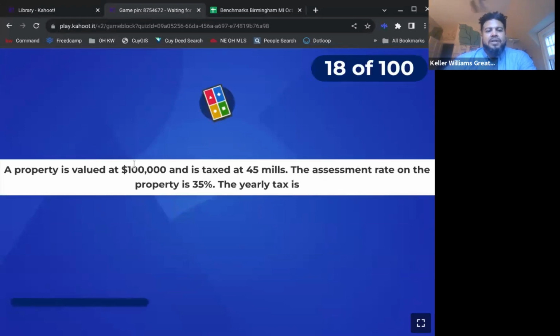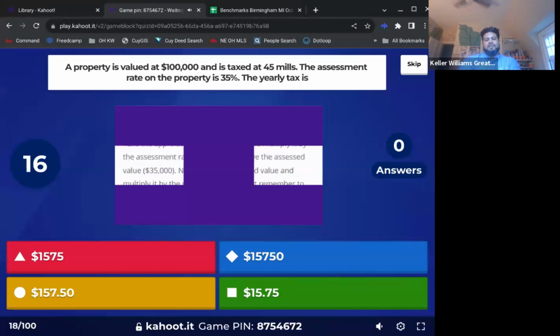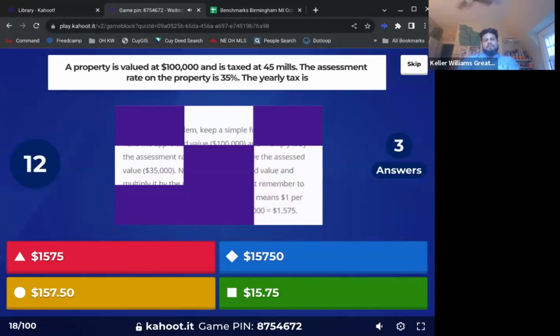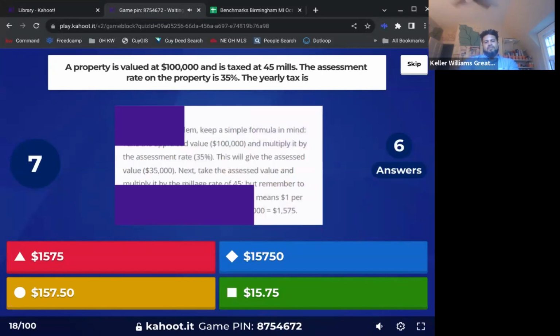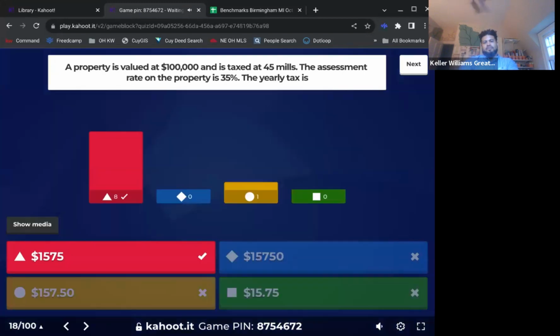A property is valued at $100,000 and is taxed at 45 mils. The assessment rate on the property is 35%. The yearly tax is... All right. There you go. Now, who actually did that math?